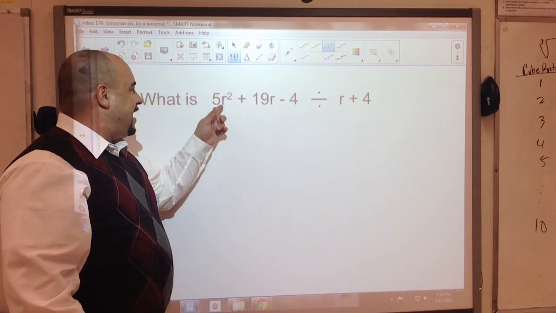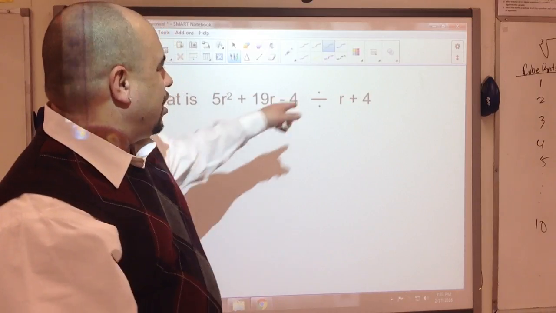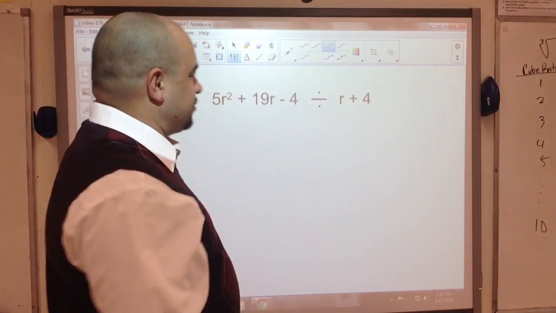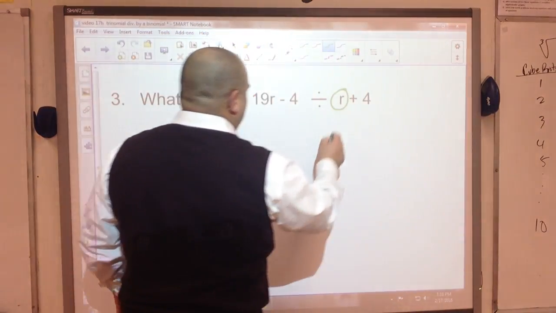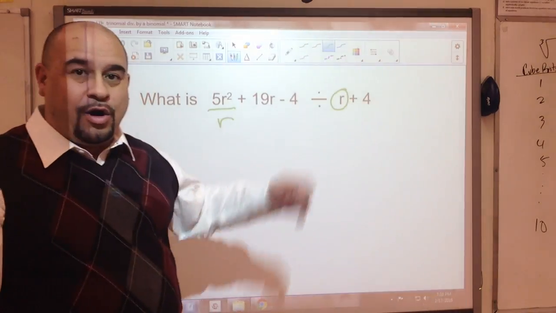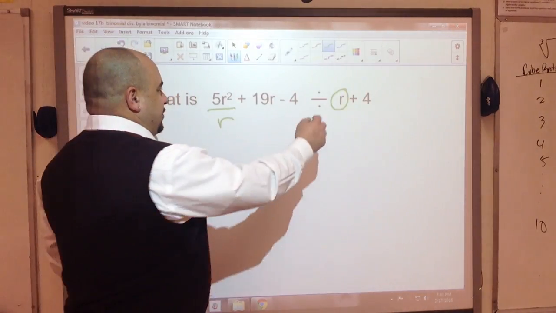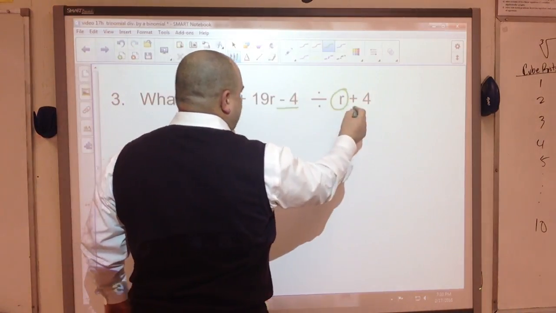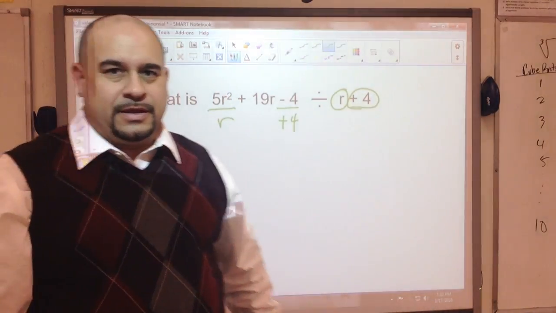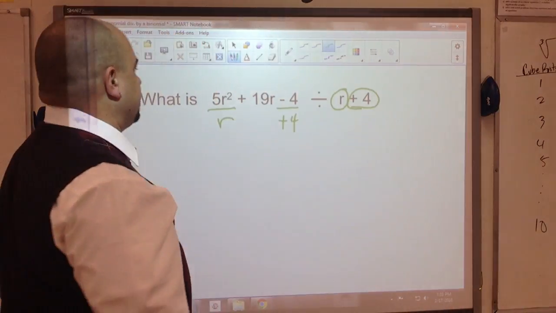What is 5r squared plus 19r minus 4 divided by r plus 4? I'm going to do the same thing as the last problem, and I'm going to split it up. So I'm going to take 5r squared divided by r. So notice the first term divided by the first term. Then I'm going to take the last term and divide it by positive 4, which is also the last term. So monomial divided by monomial, another monomial divided by monomial.